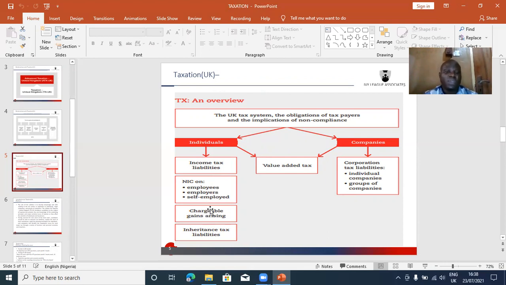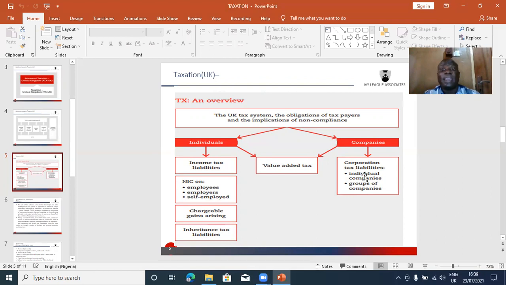And then we have chargeable gains. I've mentioned this: there are two kinds of chargeable gains. The ones that arise from individuals pay CGT. The ones that arise from companies pay corporation tax. Then we have inheritance tax liabilities. When you give gifts, whether lifetime gifts or at death, they will be subject to inheritance tax based on certain conditions. Then we have corporation tax.